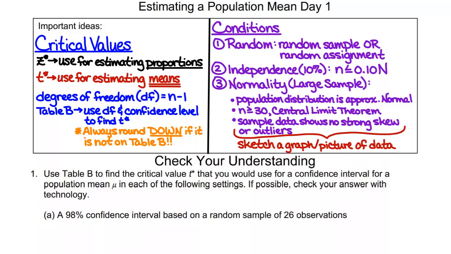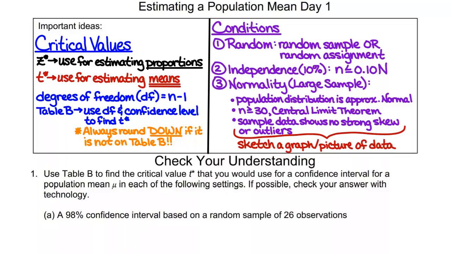Conditions: random, has to be a random sample, or if it's an experiment, random assignment. We have to meet our independence, our 10% condition. Normality, large sample. There are 3 ways we can meet this one this time. When we were doing proportions, there was 1 and 1 only: n times p, n times 1 minus p. Here, if it says the population distribution is approximately normal, we're good. You don't have to check anything. You just write down population approximately normal.